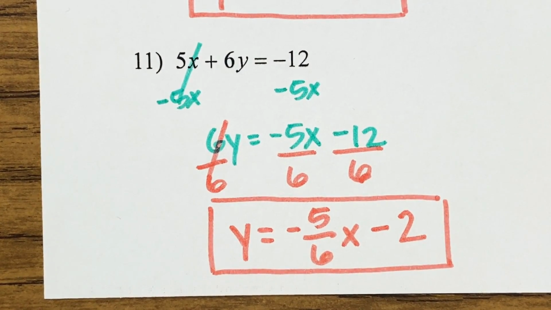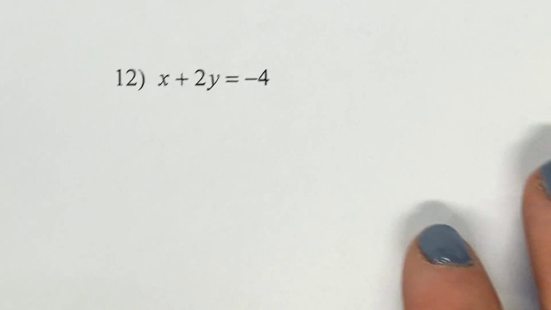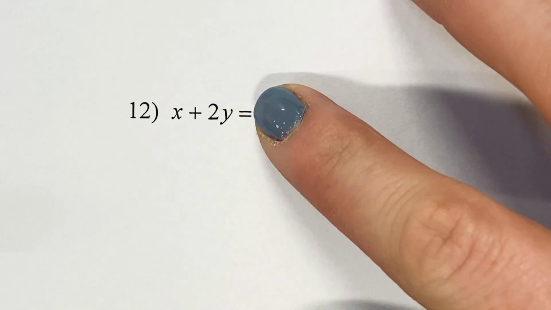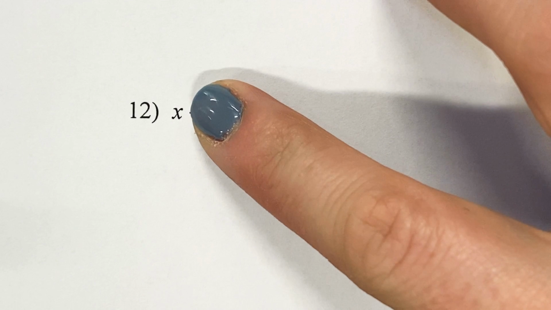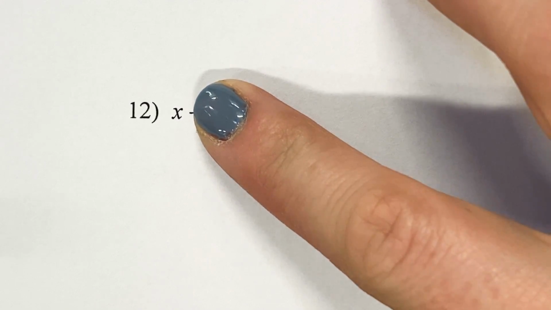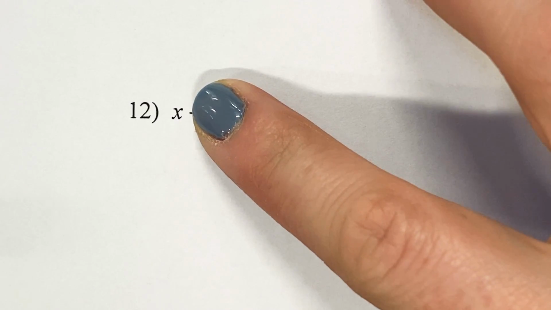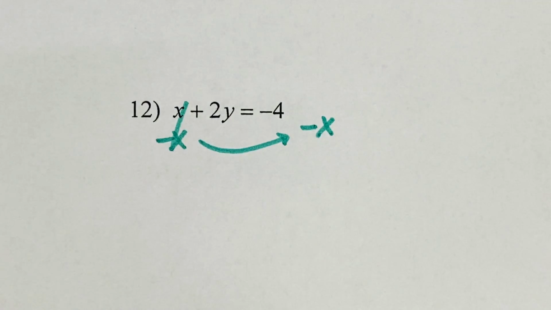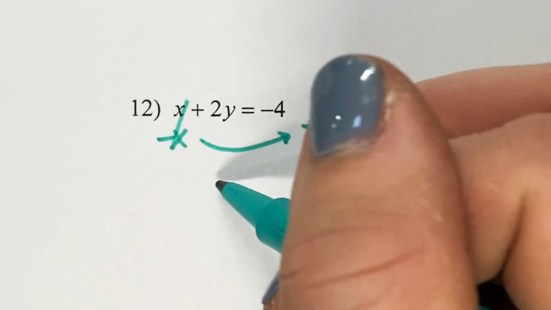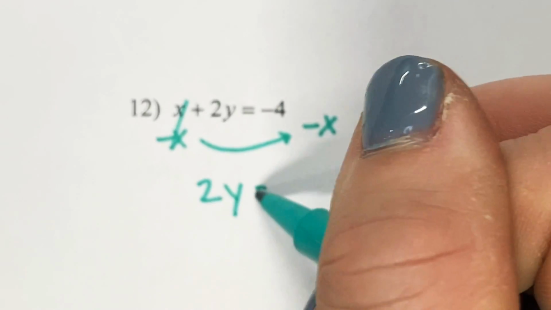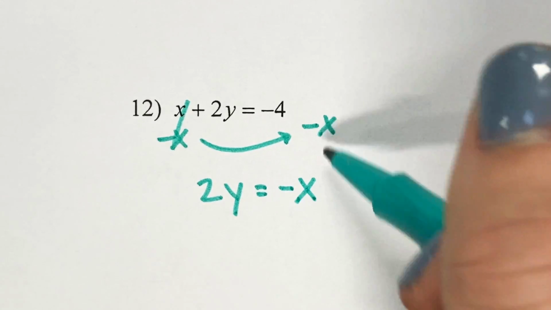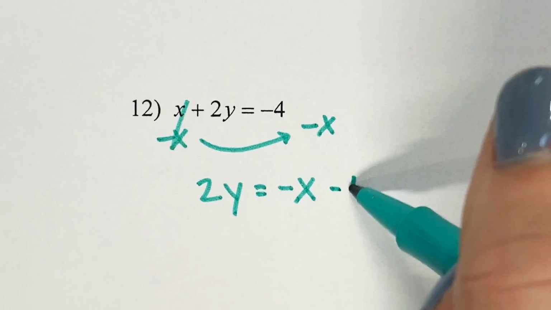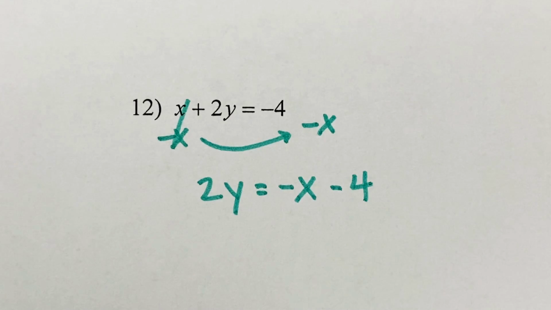Okay, let's do number 12. Couple things on the same side as my y. Let's start with the farthest one. It's going to be this positive x. Well, what is the opposite of positive x? It's going to be negative x. That's how we're going to move him over there. Okay, so now I'm left with 2y equals negative x. We want to write the one with our x first, minus 4 that was already over there.